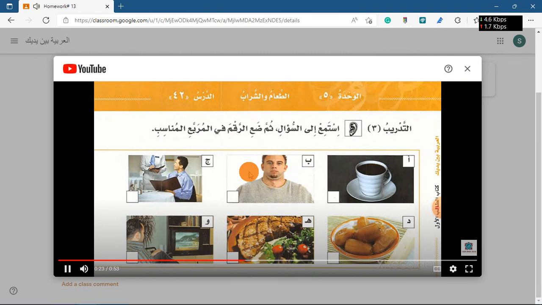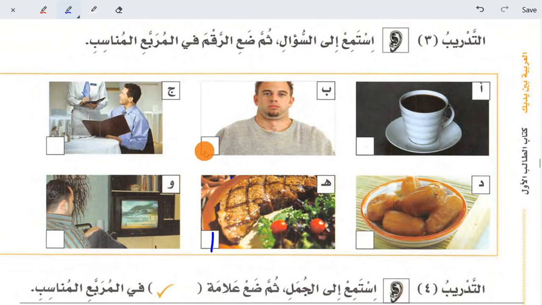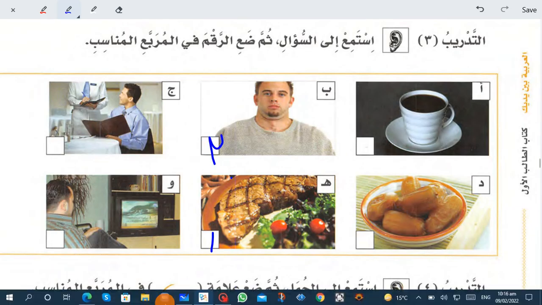Ma waznuk, what is your weight? So in this picture, we ask this person, what is your weight?